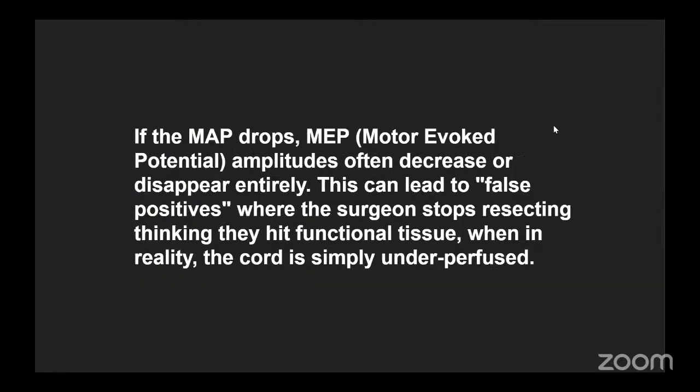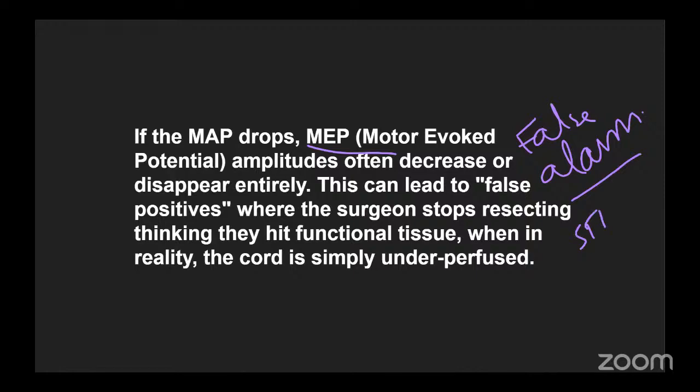What also happens is, if the MAP drops, it might lead to decreased MEP amplitude, which can create a false positive. It can make us think that we have reached functional tissue and we need to stop. So there can be a false alarm, and when there is a false alarm, it can lead to unnecessary subtotal resection. This is a pitfall that is avoidable. So if the MAP drops, then your MEP also gets affected.